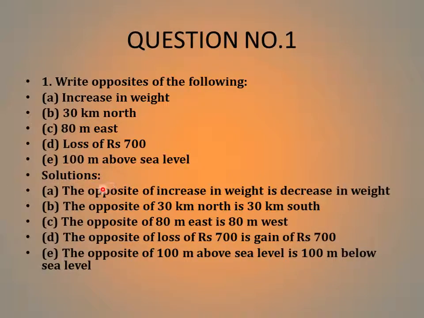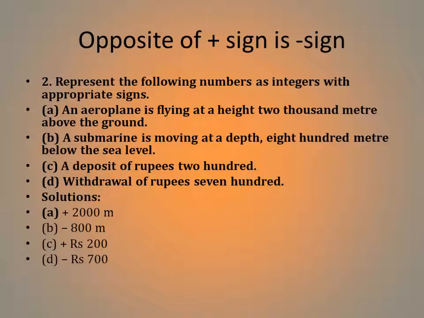So what is the solution here? The opposite of increase in weight is decrease in weight. The opposite of 30 kilometers north is 30 kilometers south. The opposite of 80 meters east is 80 meters west. The opposite of loss of rupees 700 is gain of rupees 700. The opposite of 100 meters above sea level is 100 meters below sea level. This is very simple. Hope it is clear to you children. Opposite of plus sign is minus sign.